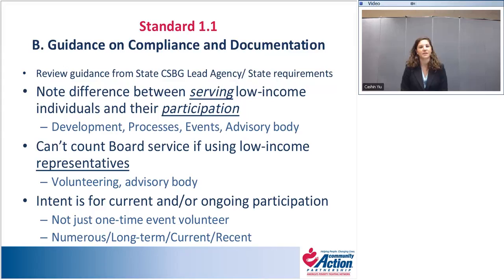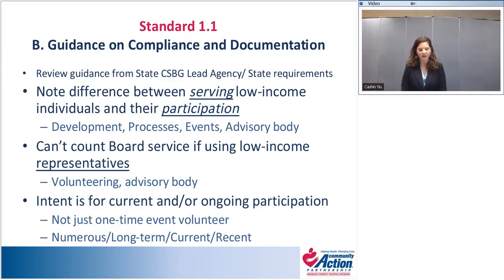And thinking through some of the challenges that may arise through the monitoring or that may vary by state, we came up with a couple of challenges and specific things for organizations to think through as they're reviewing these standards. The first one for standard 1.1 is that this is not about serving clients, serving low-income people that walk into your door, but involving those low-income people in organizational processes. So involving them in the development of services, through your needs assessment process, maybe to help you plan fundraising events or other community events that you have, or having low-income people serve on your advisory body or your advisory boards.